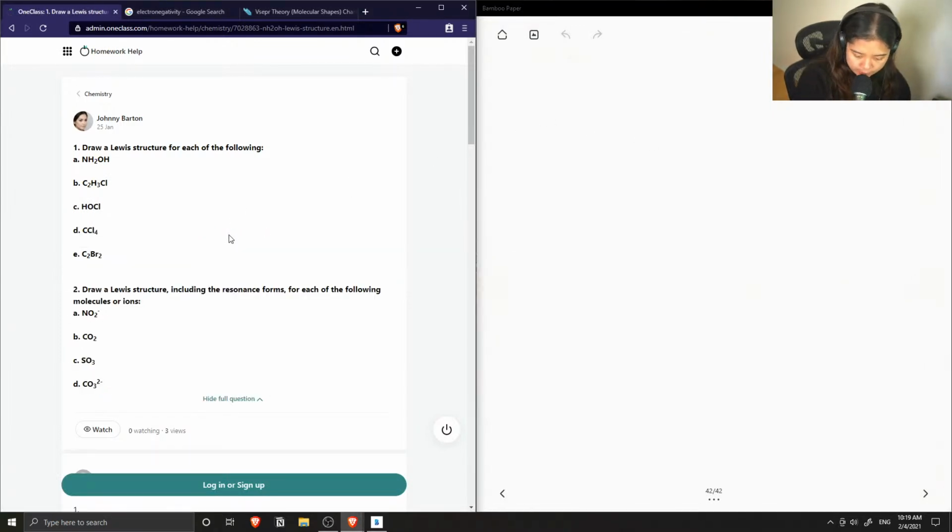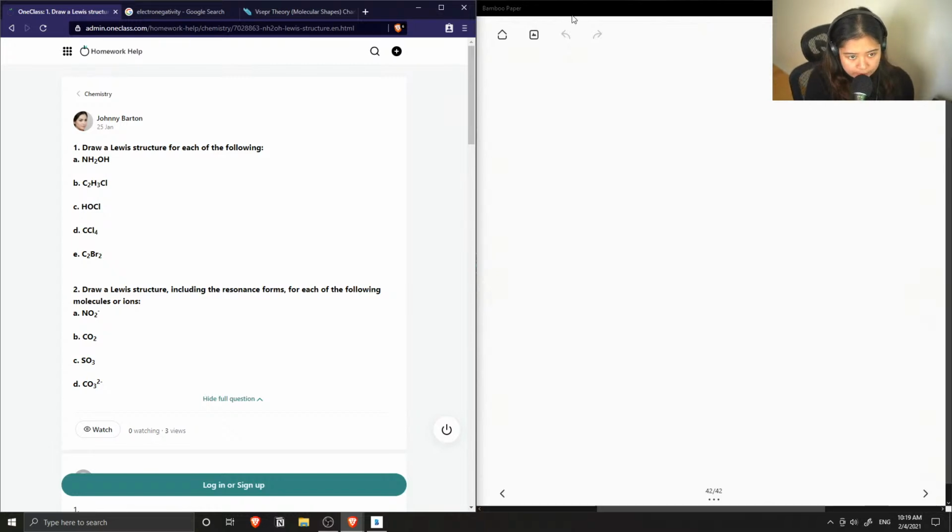Okay, so question number 4. We need to write multiple Lewis structures for each of these molecules and each of these ions, also showing the resonance forms. So for A, we have ammonium hydroxide.